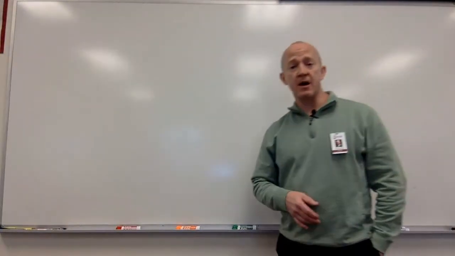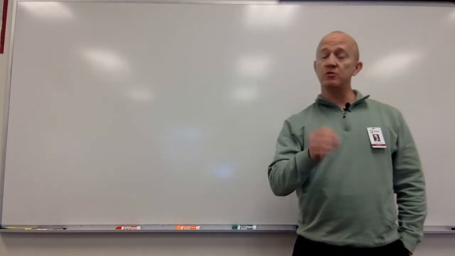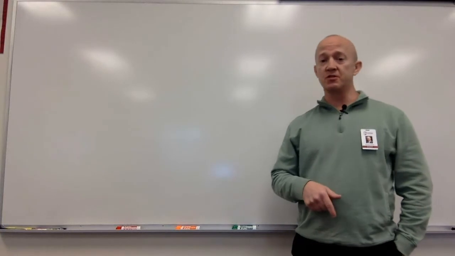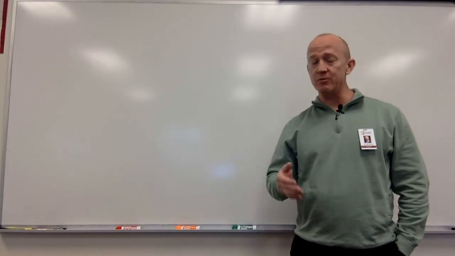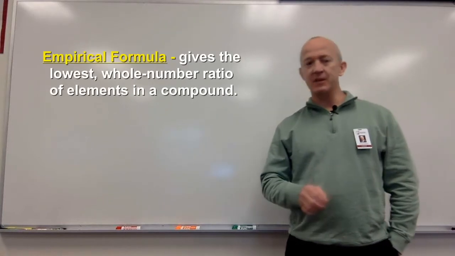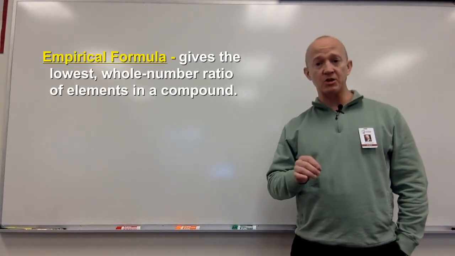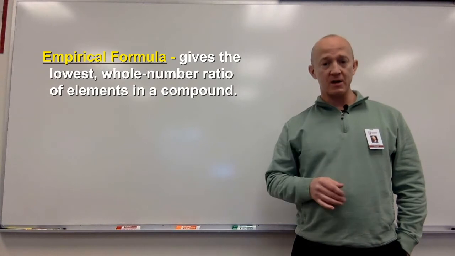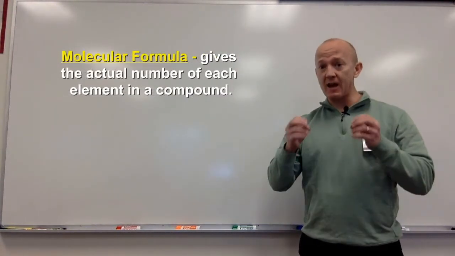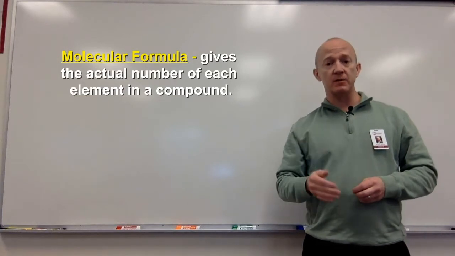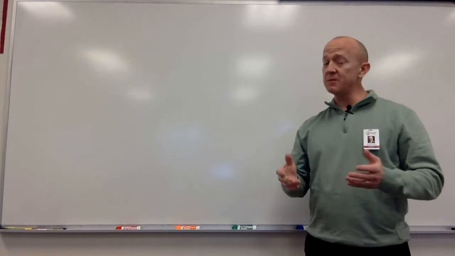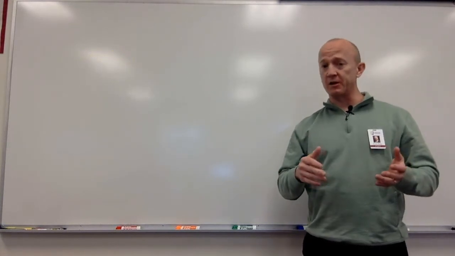What if we have a compound and we don't know the formula, but we do have the percent composition? We can use the percent composition to calculate a compound's empirical formula. The empirical formula is the lowest whole number ratio of elements in that compound. By contrast, the molecular formula gives us the actual amount of each element in a formula unit or molecule of that compound. Sometimes the empirical formula can be the same as the molecular formula.